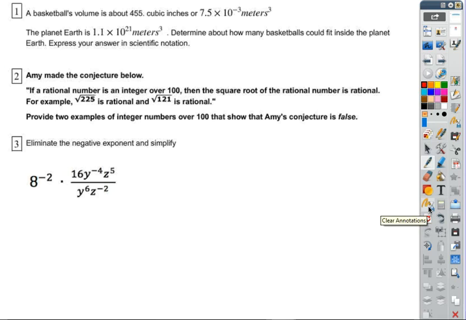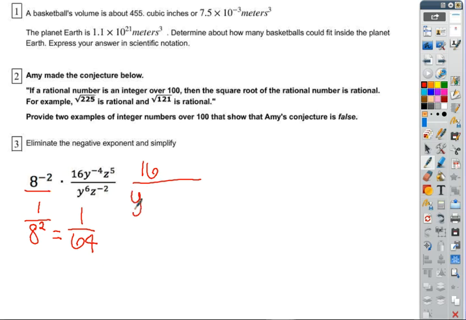For number 3, it says eliminate the negative exponent and simplify. So first I started with 8 to the negative second, which I know is equivalent to 1 over 8 to the second, which is also equivalent to 1 over 64. Then for this, I did 16 over. So if you have a negative exponent in the top, just like we had here, it's equivalent to the positive exponent in the bottom. So it would be y to the 6th times y to the 4th.